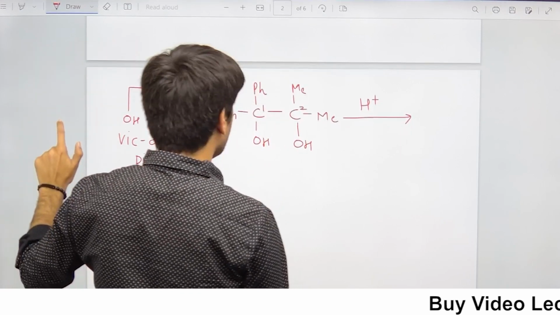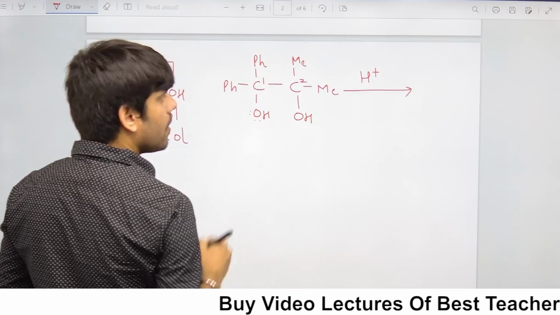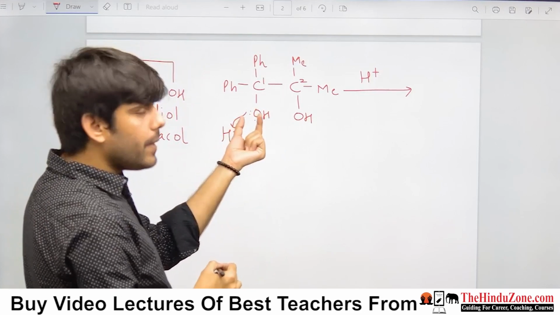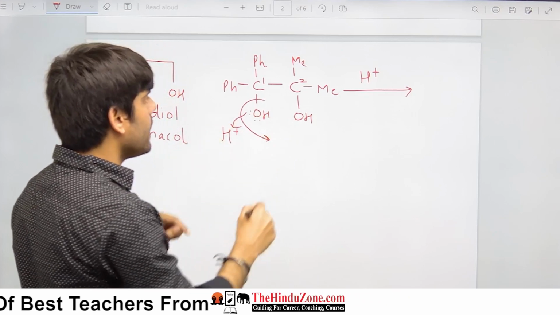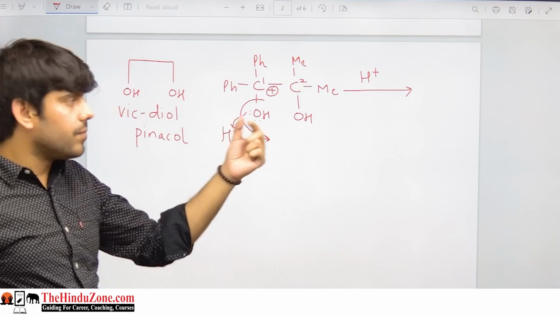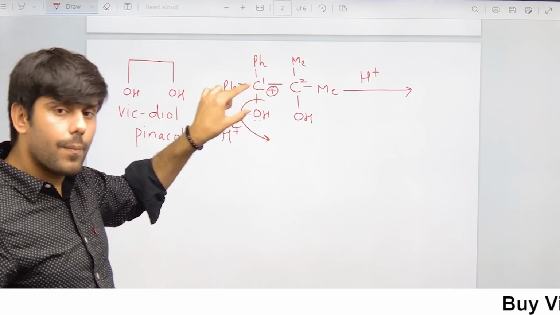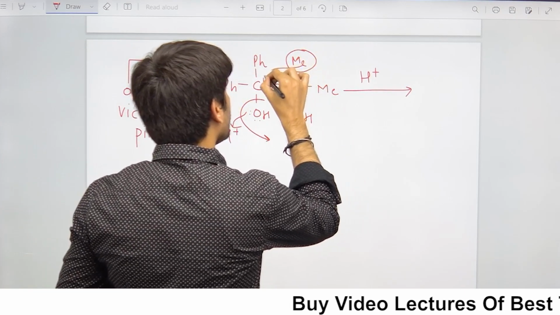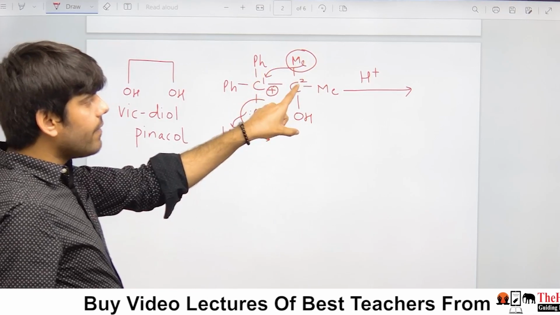So what we will be doing is I will protonate this particular OH. This will be OH2 plus, and this will leave in the form of water. Then I get a plus over here. Now what will happen when I get a plus on this carbon? This particular methyl will migrate on this carbon. This group will migrate on this carbon, and I will get a positive here.